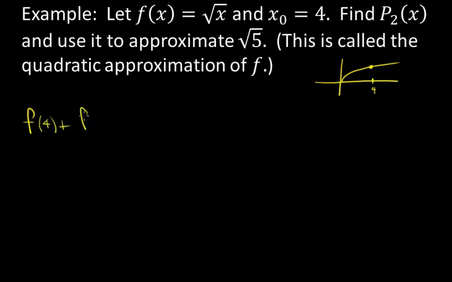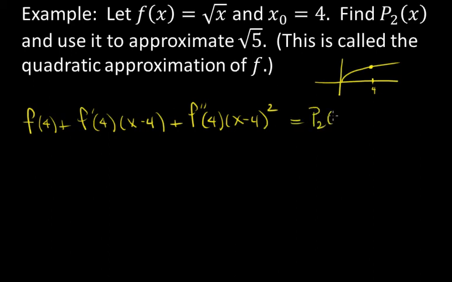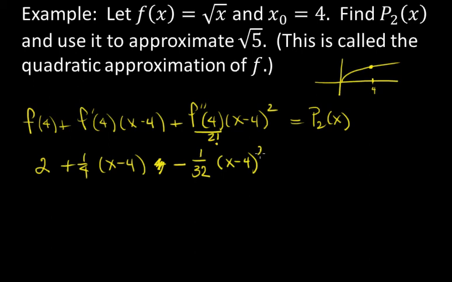So let's see, to get this we're going to need, let's write it out, f of 4 plus f prime of 4 times x minus 4 plus f double prime of 4 times x minus 4, the quantity squared. That is equal to P2 of x, the quadratic approximation, the second degree Taylor polynomial. Well, f of 4 is 2, and you can calculate this yourself. f prime of 4 is 1/4 times x minus 4 plus, and f double prime, calculate it yourself on scratch paper. Whoops, it's negative, so that will be minus 1 over 32. I have to divide by 2 factorial, which is negative 1 over 32 times x minus 4, the quantity squared. So this is P2 of x.